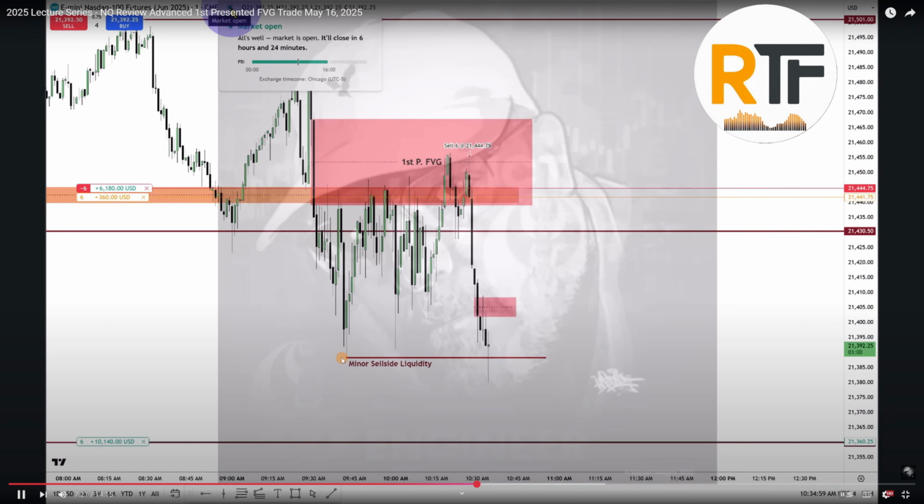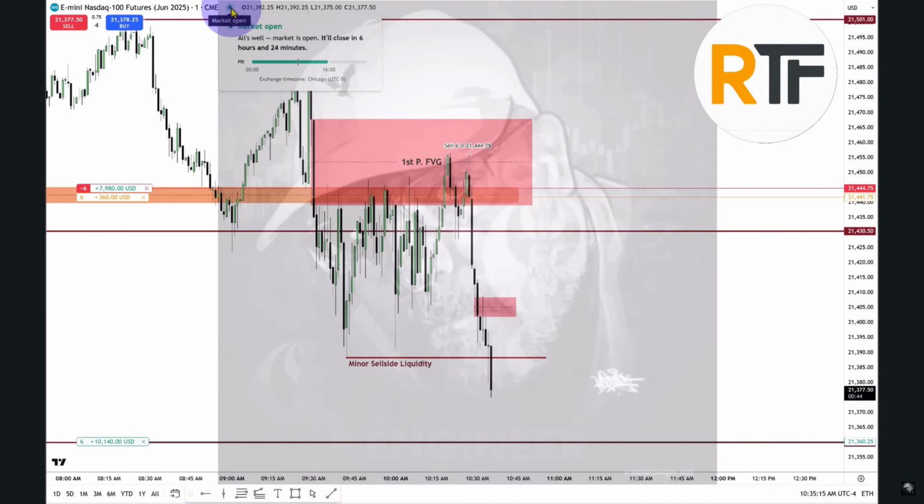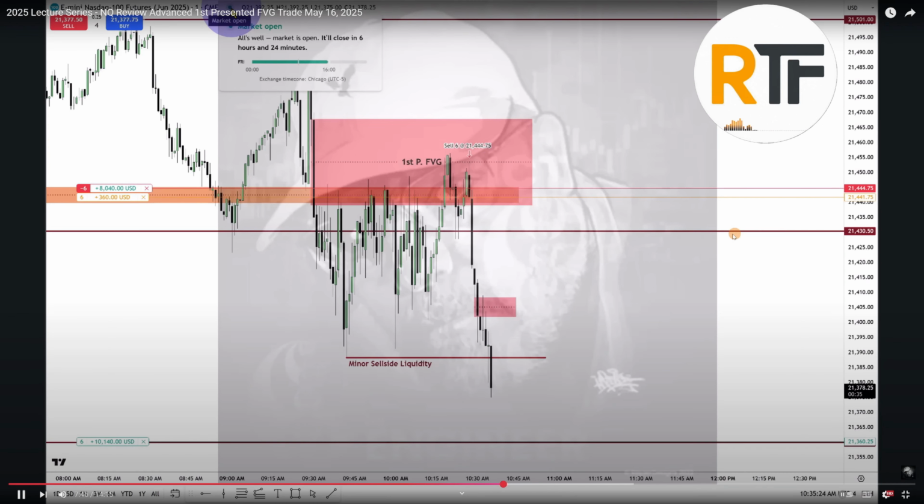So obviously you can see he's not taking any partial here at the minor buy side liquidity. So looks like he's really confident in that 21,360 sell side target. I thought he would move his stop, but I guess perhaps he's waiting for another fair value gap to be presented.